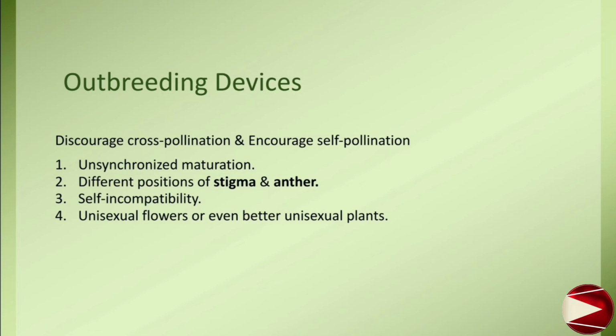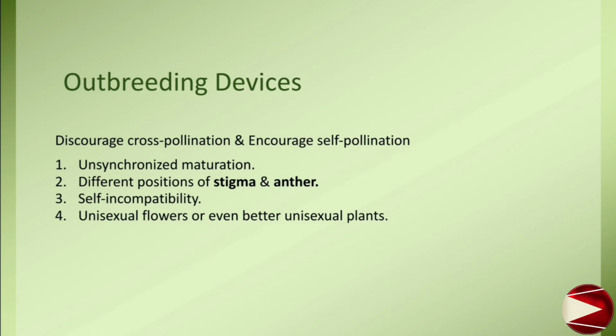Third device: some plants exhibit self-incompatibility. That is, pollen grains from the same plant can't germinate on the stigma. This is a genetic mechanism that prevents self-pollen from germinating on the stigma or pollen tube from growing in the pistil.